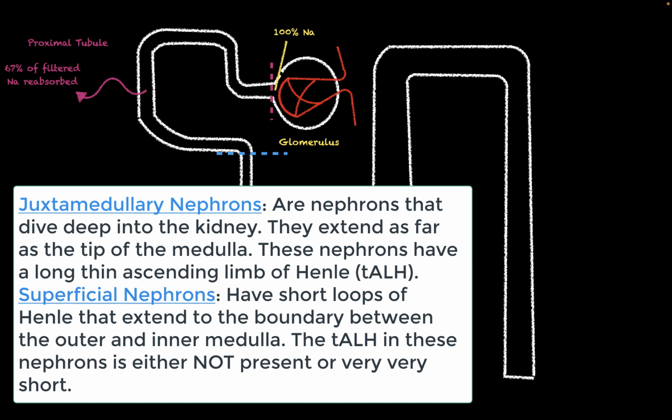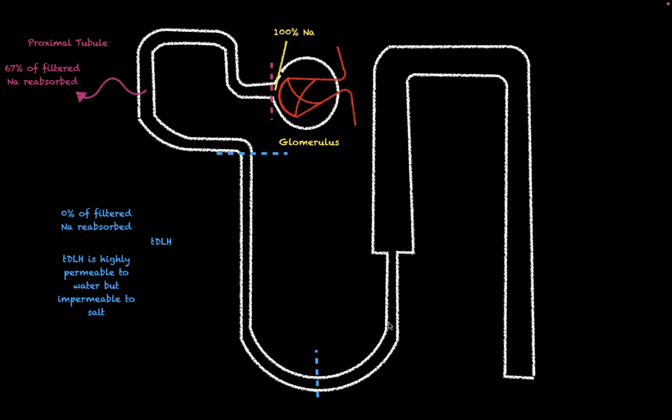However, the thin ascending limb of Henle is going to be permeable to sodium, and there is going to be some sodium reabsorption that takes place in this particular part of the loop of Henle. However, in this video, we're going to ignore the sodium reabsorption that takes place here, and we'll talk about it more in a video where we focus on how sodium is reabsorbed in the loop of Henle. So we're going to ignore the thin ascending limb of Henle.